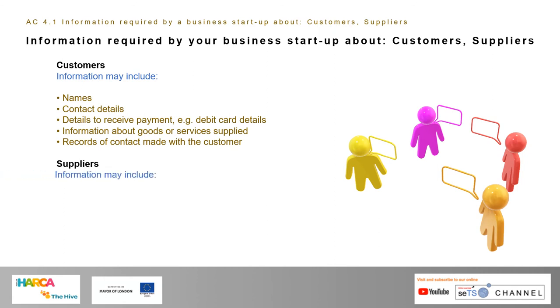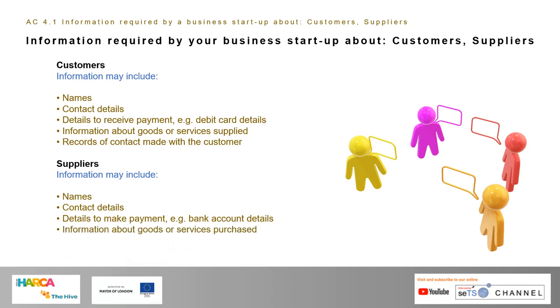Suppliers. Information may include their names, their contact details. Details to make payment, for example, bank account details. Information about goods or services purchased. Price lists. And records of contacts made with the supplier.